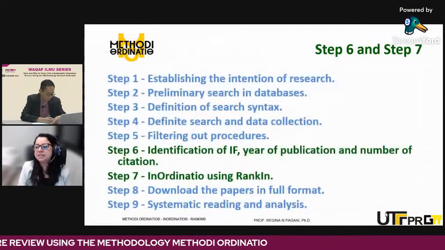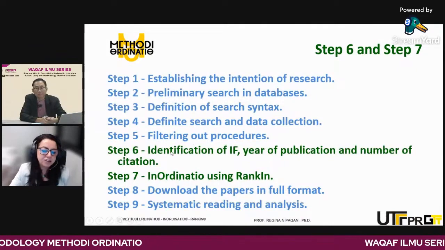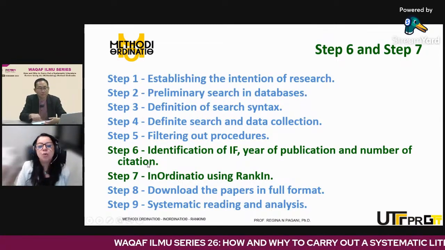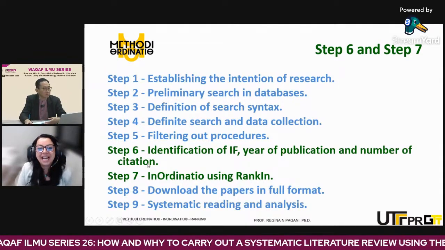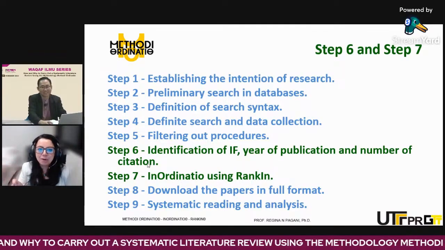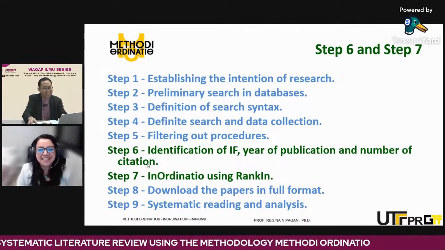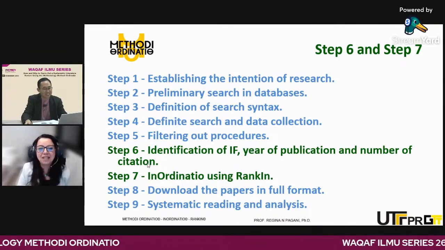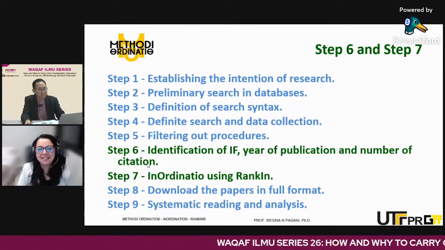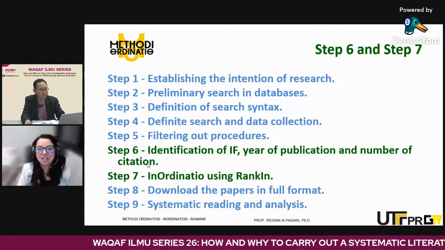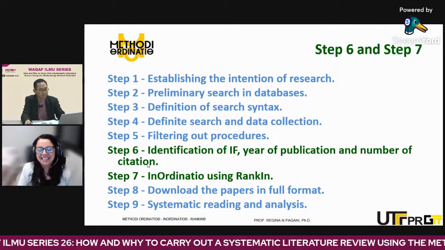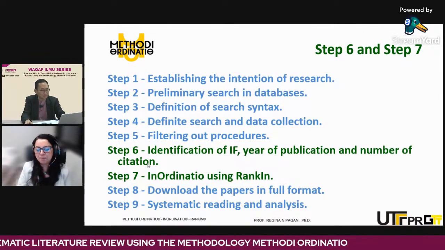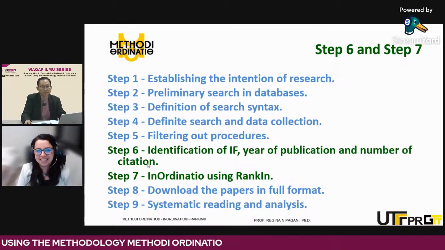And now we are going to step 6 and 7. Step 6 and 7 is to identify the impact factor, the year of publication, and the number of citations. When I first proposed the Methodi Ordinatio, I did it manually. I would copy the names of papers and paste them into Excel one by one. And then I would find the impact factor one by one on the journal website. And then I would find the citations on Google Scholar, okay? It was very fun, it was very nice, but it was not a nice job. Nowadays, we provide you a ranking, which does it automatically. Okay, let's see how.